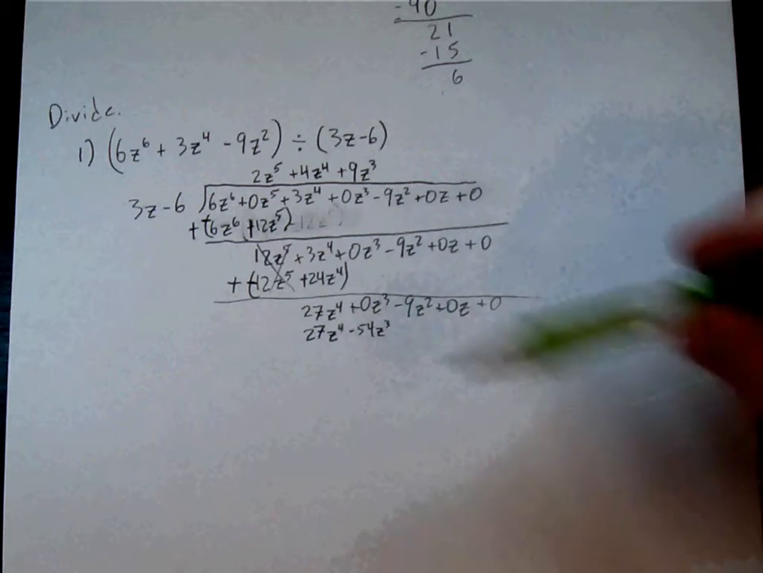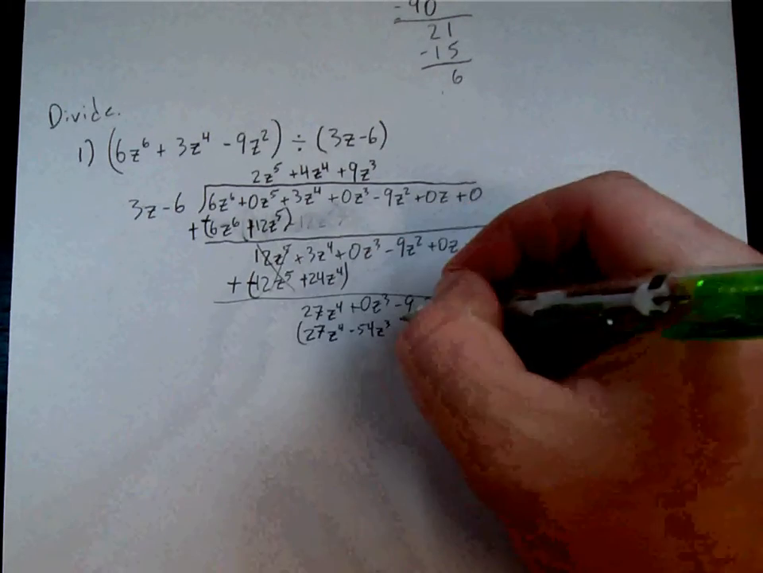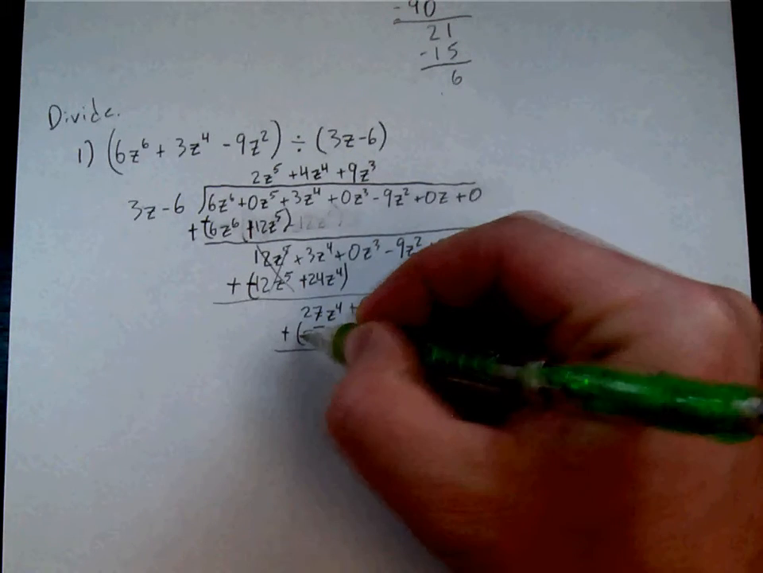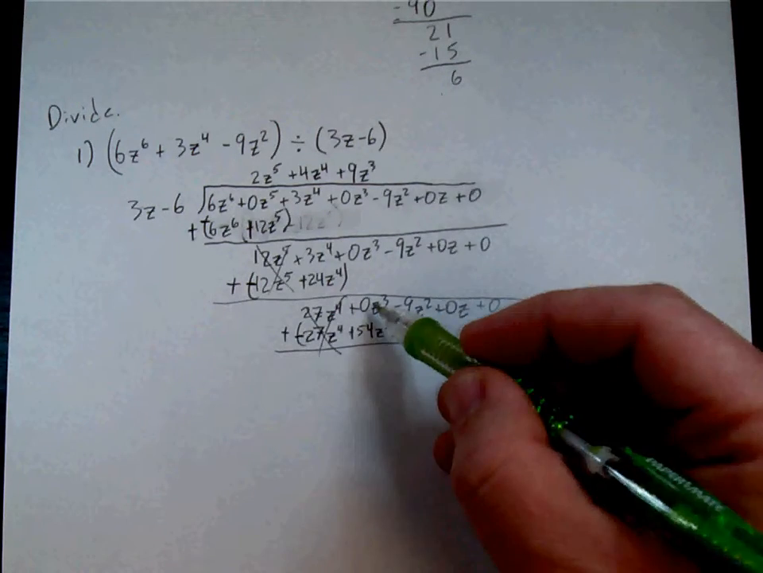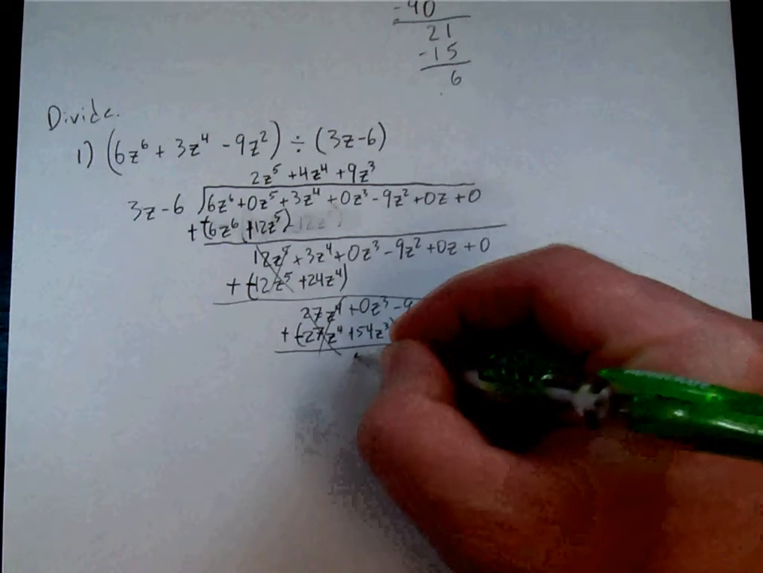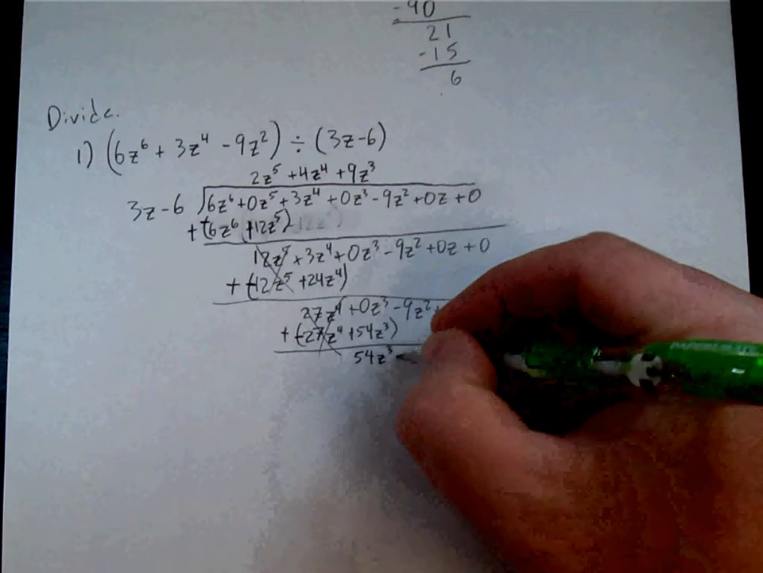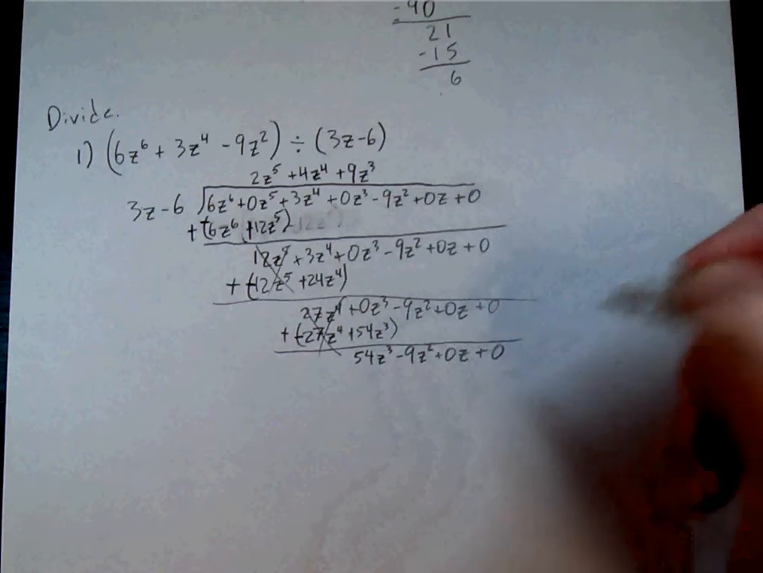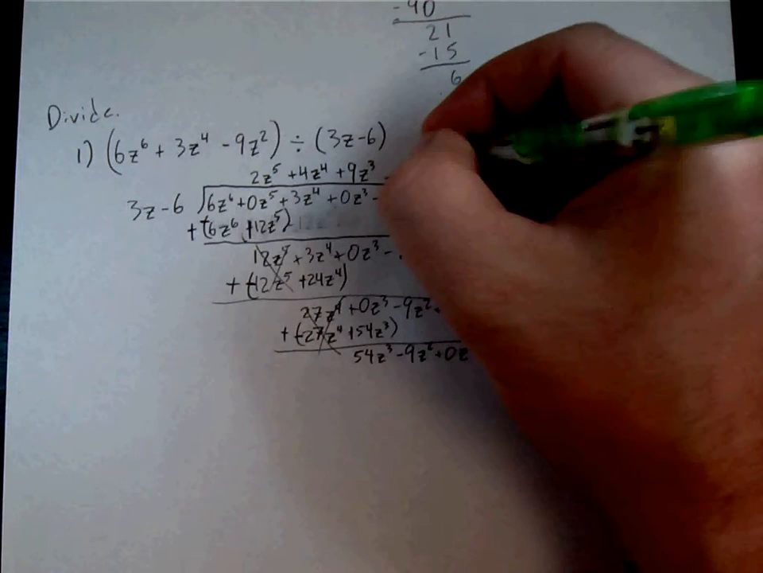Notice if I hadn't put this 0 there, this z to the 3rd would not have aligned with the next term, and that would have potentially been an issue. Now I subtract it. I'm going to distribute my subtraction. Z to the 4ths cancel. 0z to the 3rd and a positive 54z to the 3rd. I've got a positive 54z to the 3rd. Drop the rest of the terms. All right. 3 goes into 54 18 times. So I need 18z to the 2nd.